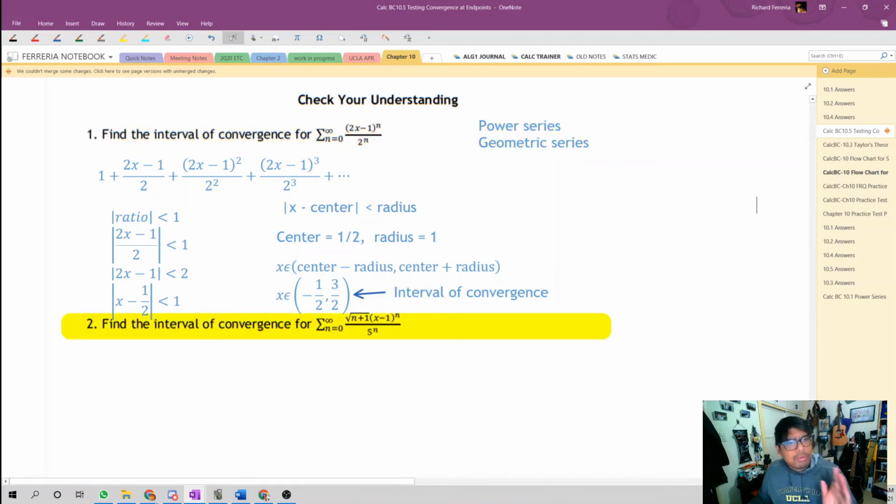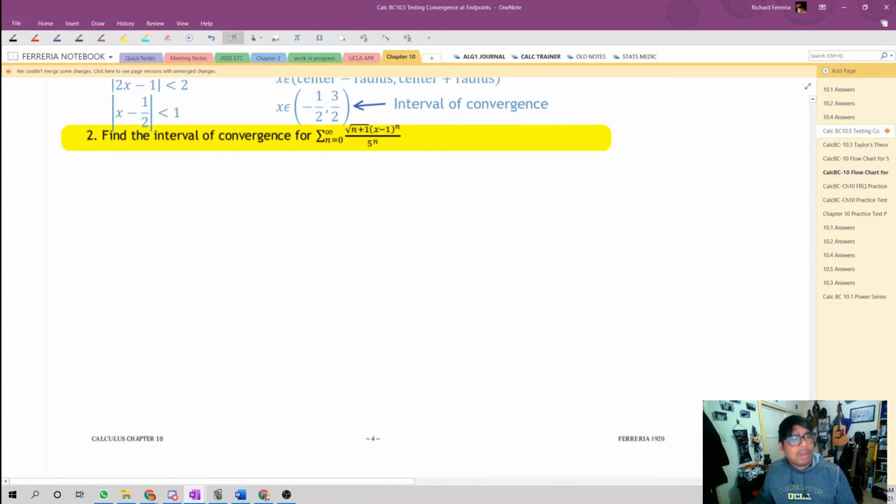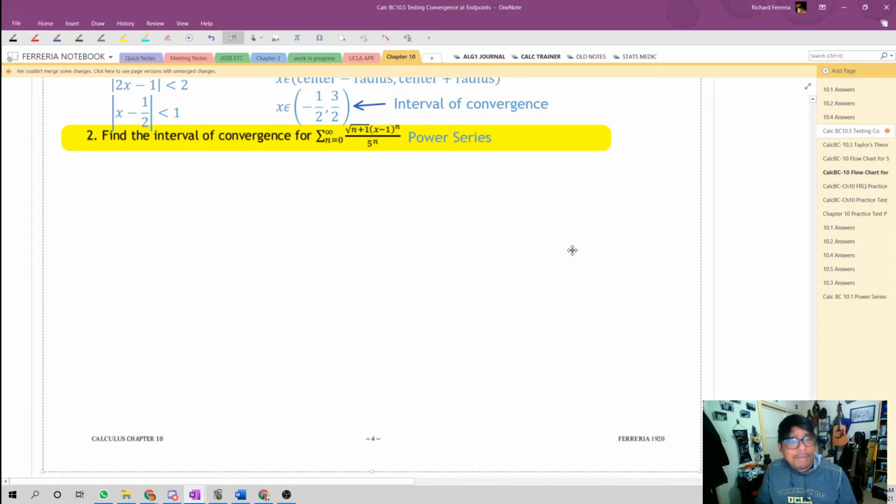Okay, let's move to the second one here, which I have a feeling is going to be a little bit longer. We've got find the interval of convergence for root n plus 1, x minus 1 to the n, over 5 to the n. And we'll do the exact same thing. First thought here is, do we have a power series? And I definitely see an x, so this is a power series.